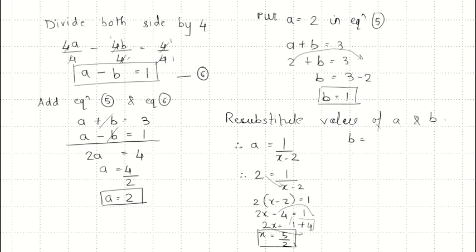What was b? We took b as 1 upon y plus 3. So what is b? B is the number 1 we got. So 1 upon y plus 3. Cross multiply this. 1 into y plus 3 is equal to 1. So 1 into y is y, plus 1 into 3 is 3, is equal to 1.